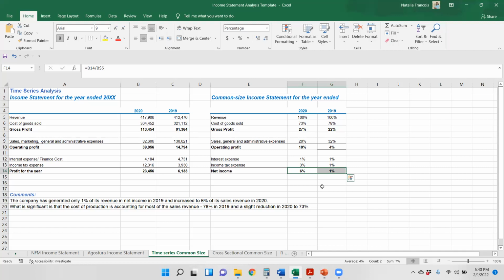So you could comment on the net income. Cost of goods sold, you want to note that. The other significant figure I saw here was the cost of goods sold. So what is significant is that the cost of production is accounting for most of the sales revenue, 78% in 2019 and a slight reduction in 2020 to 73%. That was significant to me, right? The 73%, it's bigger than everything else. Right, so you could comment on the percentage change and then comment on any significance.